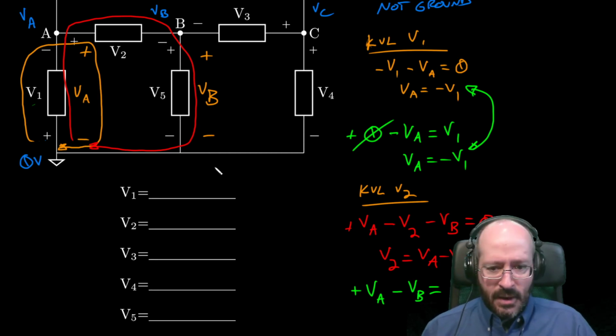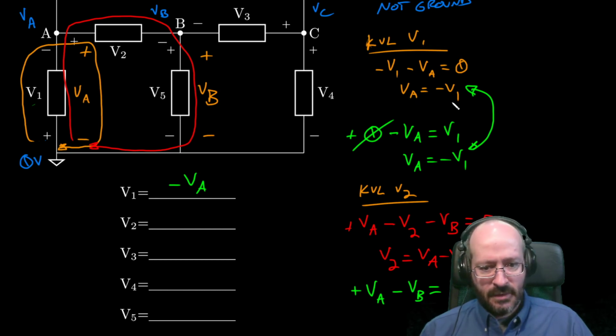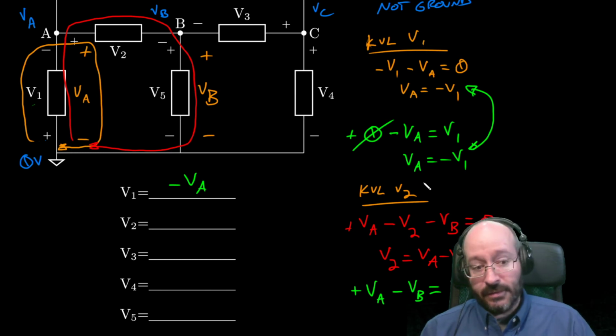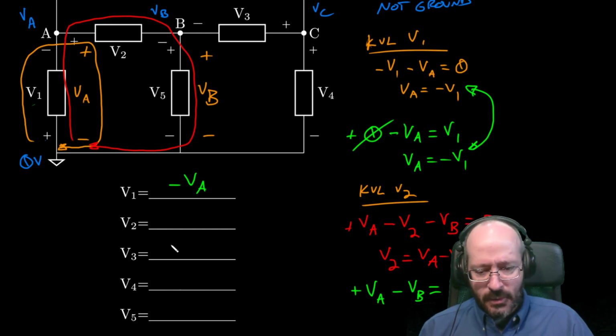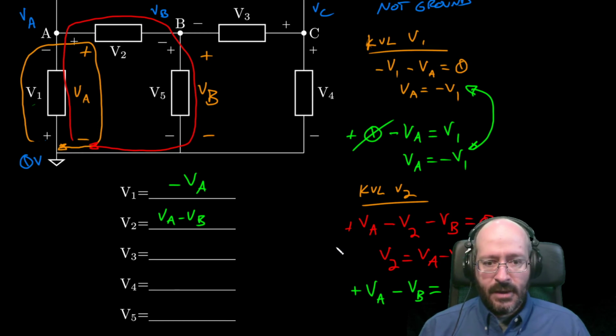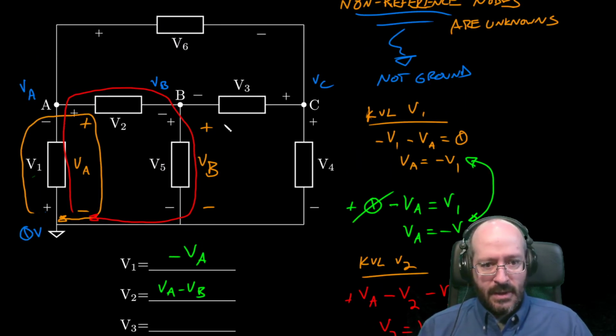Okay, so let's see. For V1, we found that it was negative VA, right? VA equals negative V1. Oh, I ended up doing that backwards. It's V1 equals negative VA. I had it correct up here. Here we have V2 equal to VA minus VB. Now we can rock and roll a little more quickly.